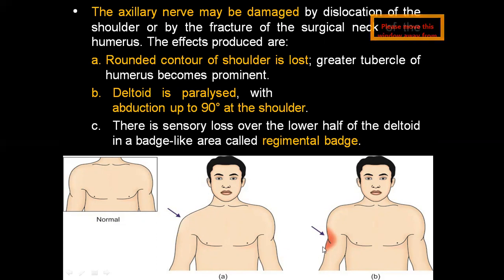And there is sensory loss over the lower half of the deltoid due to the damage of the axillary nerve, which has now become cutaneous. So this lower half of the deltoid is losing sensation: no pain, no touch, even if you prick with a needle, no pain. This badge-like area is called the regimental badge.